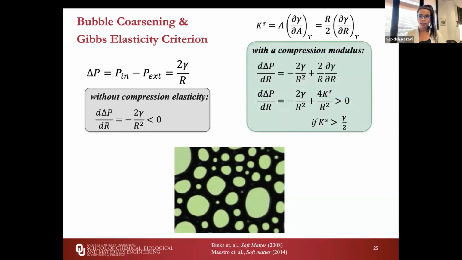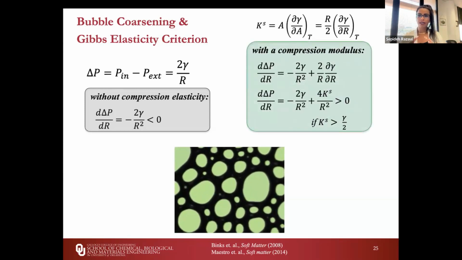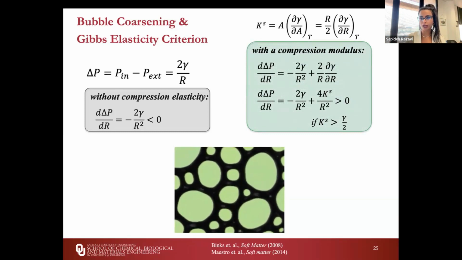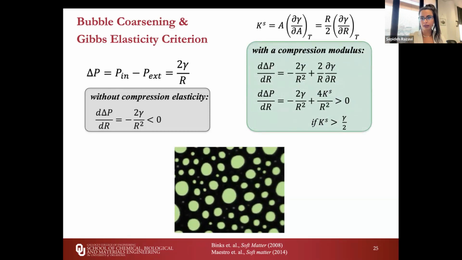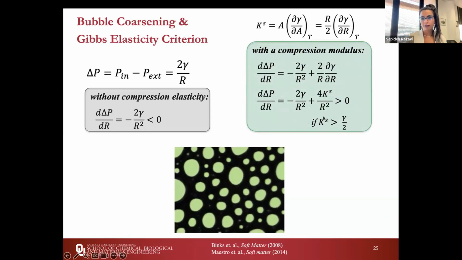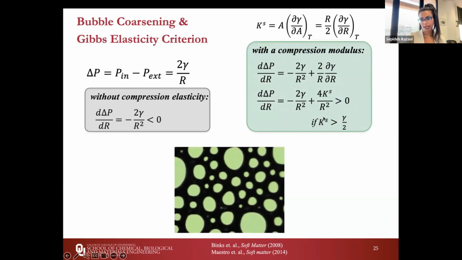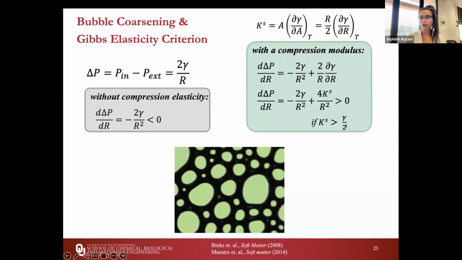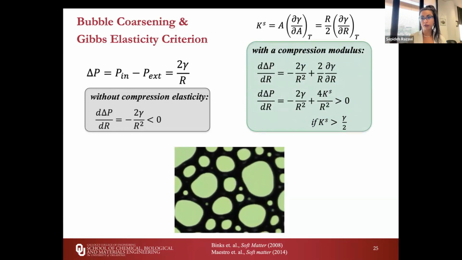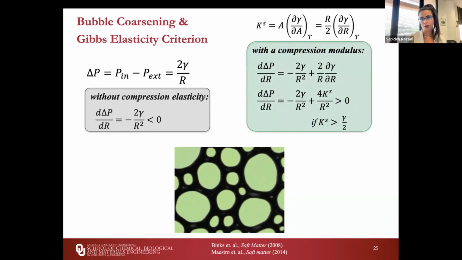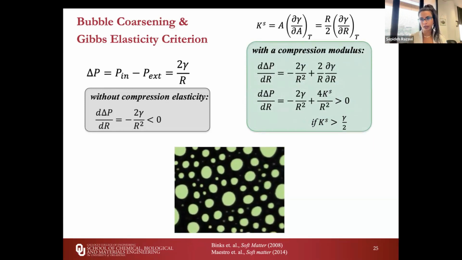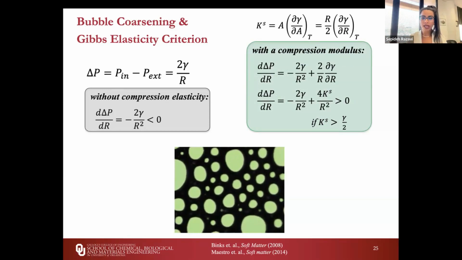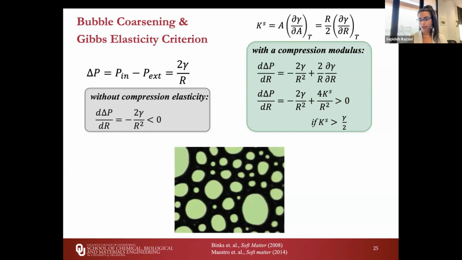However, this scenario can be reversed if you have an interface that has some compressional elasticity and rigidity at the interface that could balance this driving force. So if you have a mechanical rigidity or elasticity kappa S that is greater than half of the surface tension, you can actually arrest this diffusion of gas from smaller bubbles to larger bubbles. And this is known as the Gibbs elasticity criterion. So we wanted to then go back to these networks of particles we have formed and see whether this condition is satisfied or not.